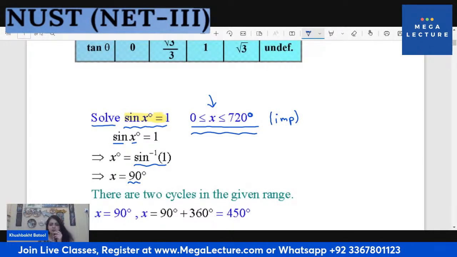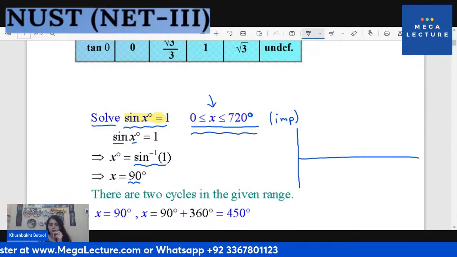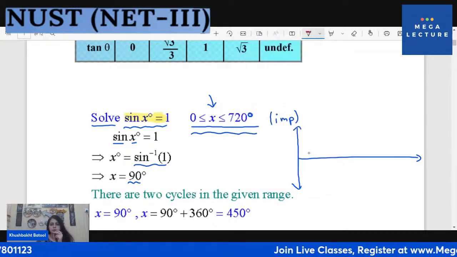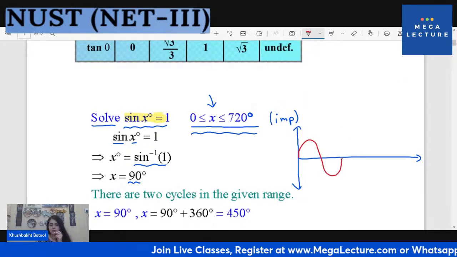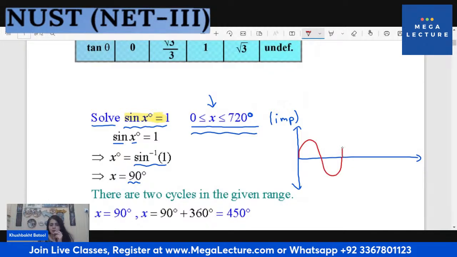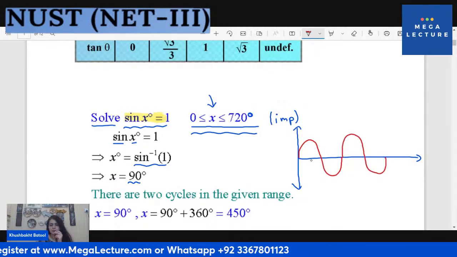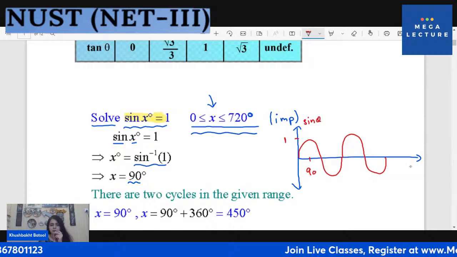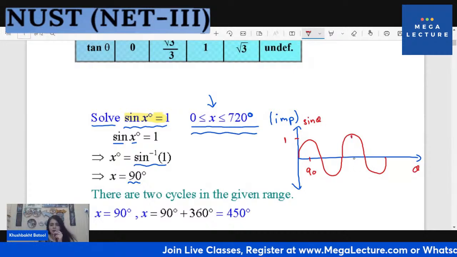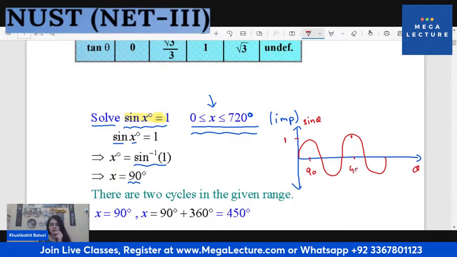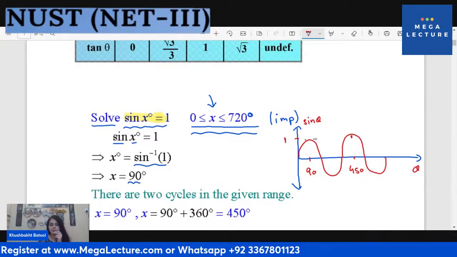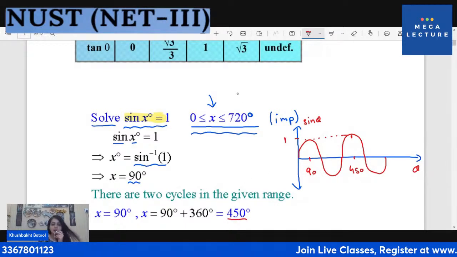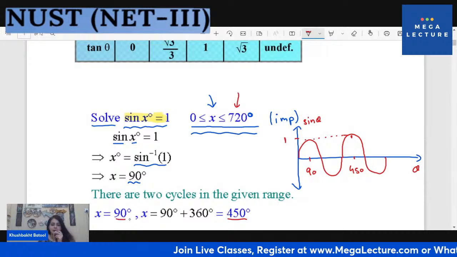So what about the other answers now? If we talk about the graph of sine, it is something of this type and it's complete. This is one complete period, and then I can make it once again. So this value is 90 degrees and sine is 1 at this point. And then what about this value? This value is 360 plus 90, that is 450. And again, your sine is 1 at this point. So since 450 is lying in the range, that is why 90 degrees and 450 would be the answer.